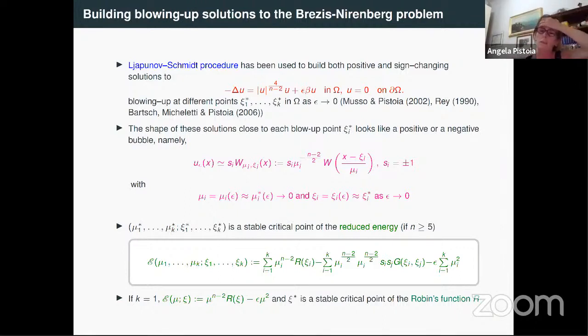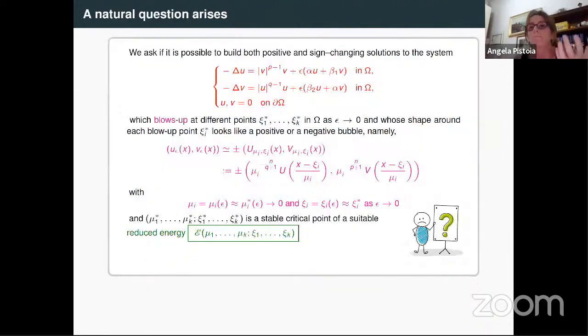Oh, what do I mean by stable? I mean a minimum point or non-degenerate critical point, or a maximum critical point. Okay, this is a stable critical point. You can think of a non-degenerate critical point. Okay, so this is well known, and you imagine what I want to do.